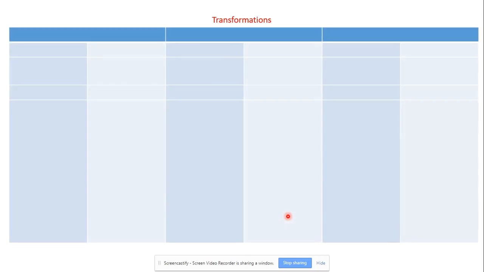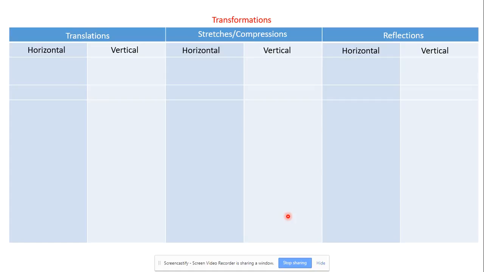So let's look at our transformations. Remember, we have translations, stretches and compressions, and reflections. Translations, we add and subtract. Stretches and compressions, we multiply or divide. And reflections, we multiply by -1. Each of these has a horizontal and a vertical component. With translations, a lot of times we'll do both at the same time.